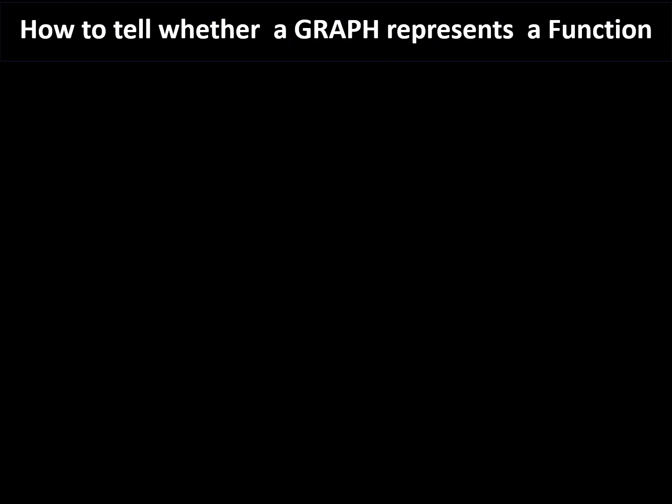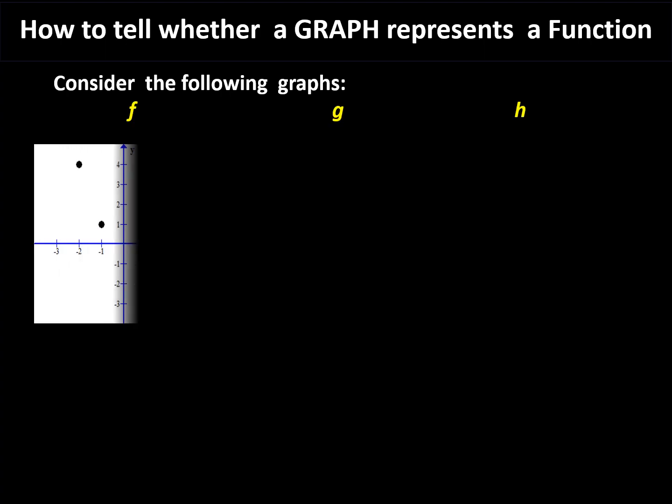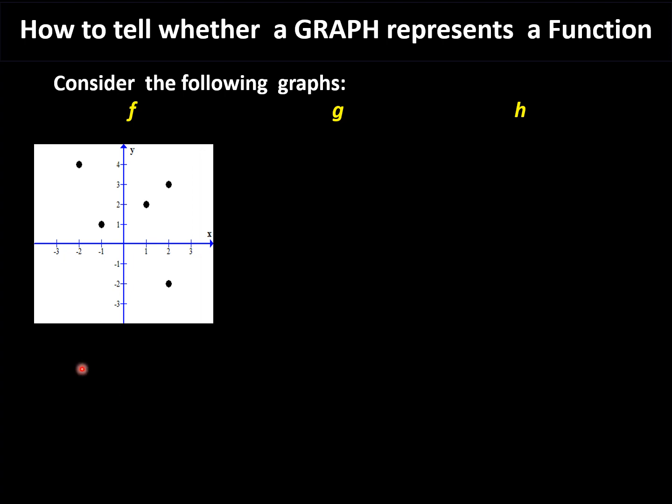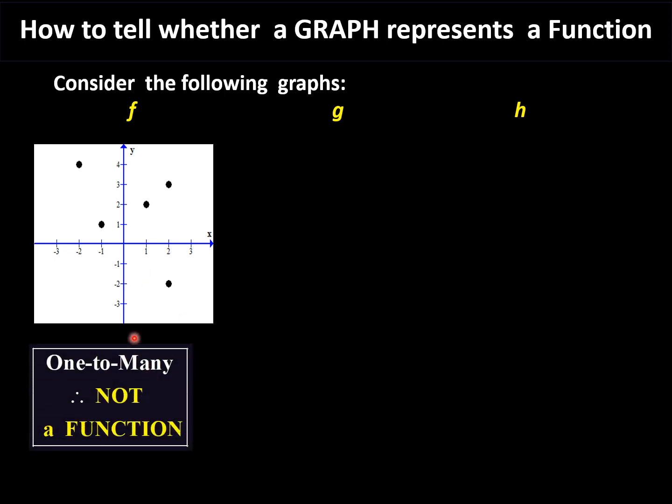Now let's look at graphs. If we have a graph, how can we determine from the graph whether something represents a function? Let's look at the first graph here. So let's follow now. -2 gives me one output. -1 gives me one output. 1 gives me one output, but at 2, I have 2 outputs. Therefore, what would this be? This is a one-to-many relation, and when you have many as your output, it's not a function.